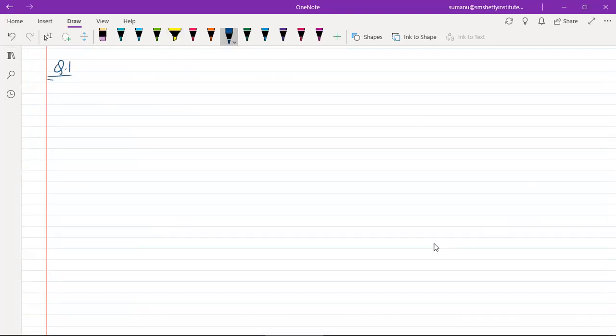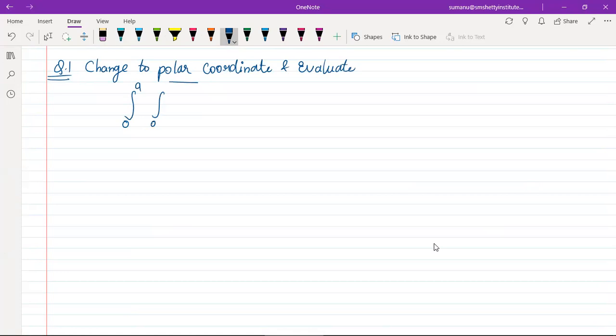Question number 1. Change to polar coordinate and evaluate. So this is how your questions are going to be asked. Change to polar coordinate and evaluate. Okay. So 0 to a, 0 to square root of a square minus y square.